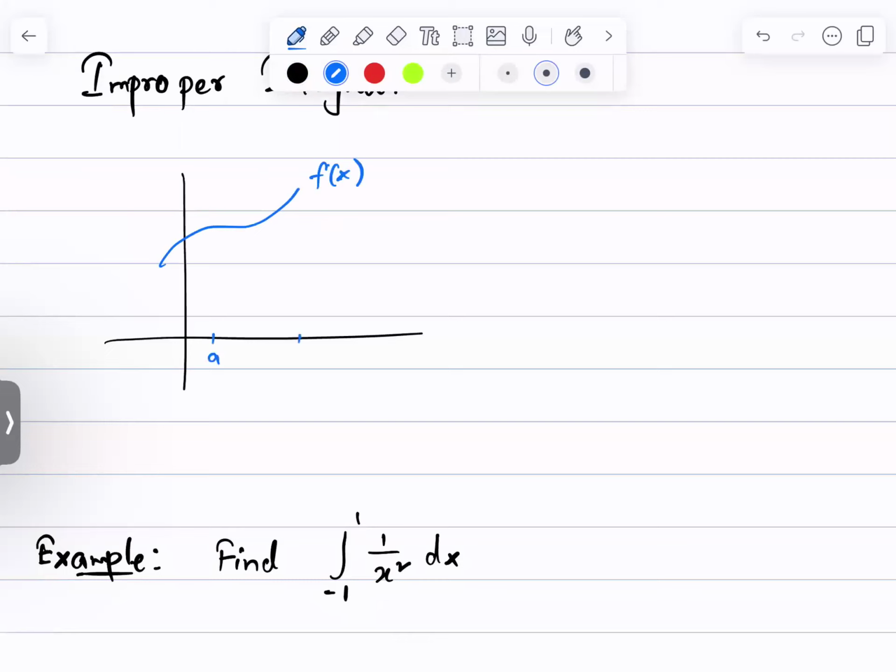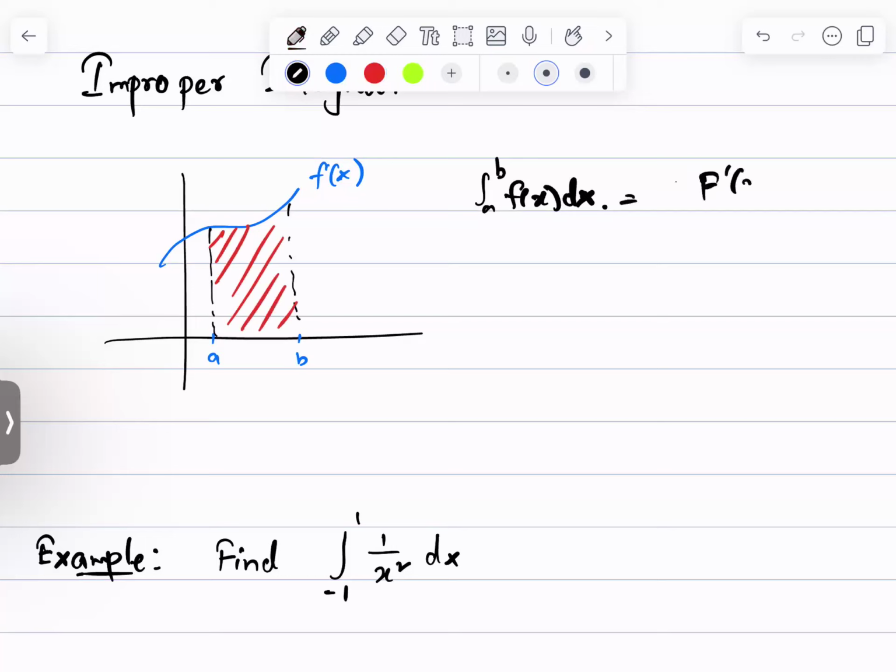and you have 2 points a and b, then integration of f(x) from a to b, which is the integral from a to b of f(x) dx, is basically the area of this shaded region. And your job is to find a function F such that F prime x is f(x), and then you'll get just F(b) minus F(a) as your answer.